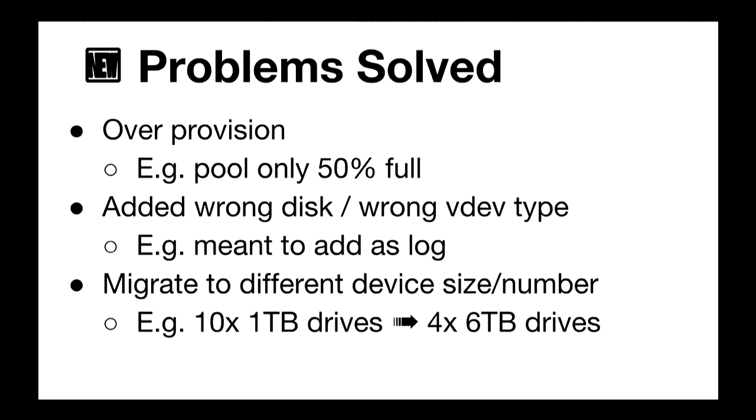So the second use case here is adding the wrong disk or wrong type of VDEV. So for example, if you meant to add something as a log device, but you forget to say log, and you added it as a plain disk to your pool, well, it's stuck as part of the pool now. Don't worry, I'm not going to ask for a show of hands of how many people have done this. Does anybody have a friend who's gotten into this problem?